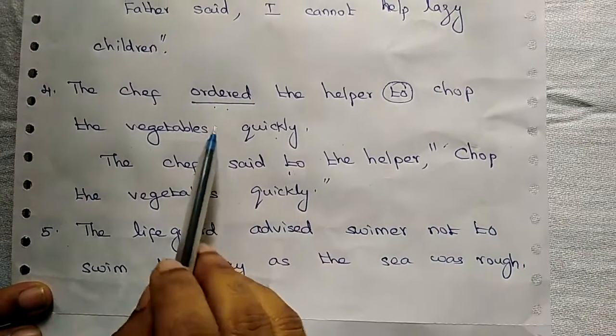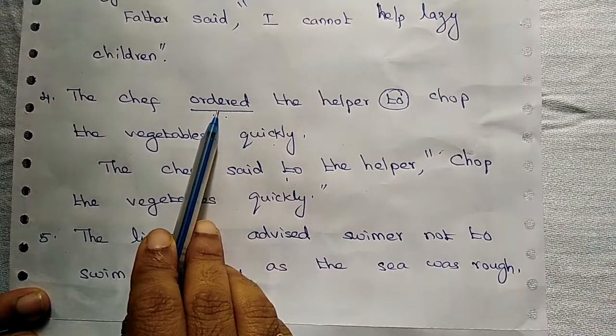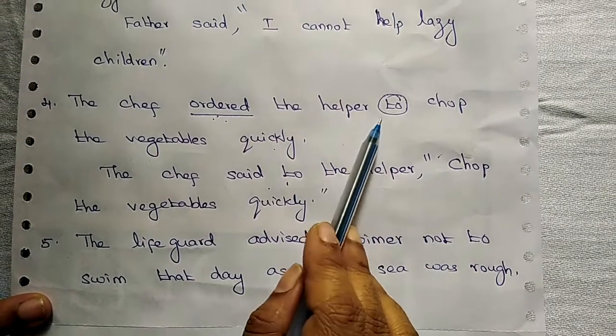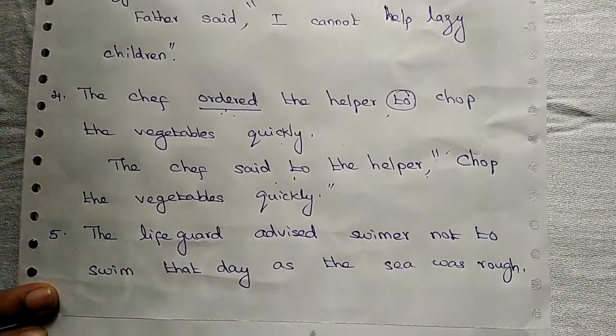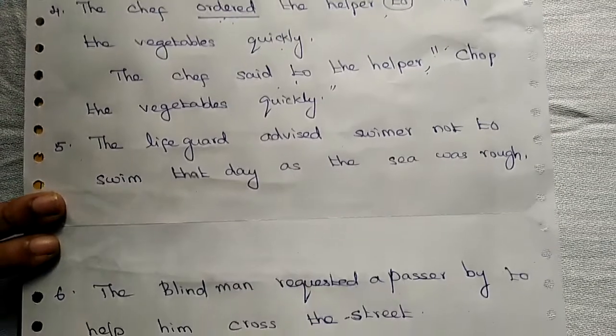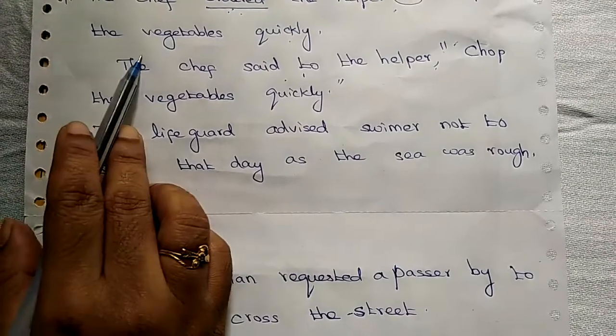Got it? What are the things we changed here? Ordered will change into said to. Then we removed the connecting word. We add the comma and quotation. Then we have written the words exactly. This is the actual word of the speaker. Okay, it's an imperative sentence.